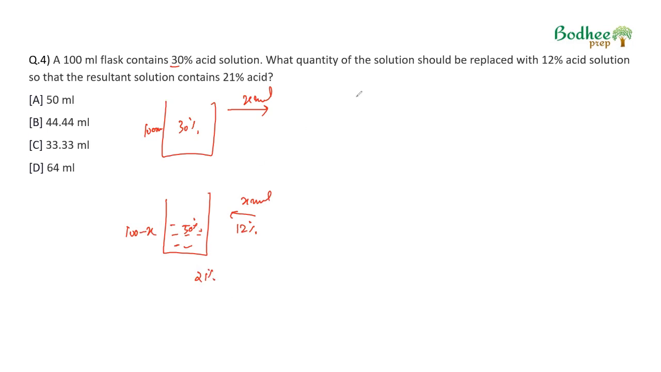All we have to do is alligate these three. We are mixing 30% and 12% to get 21% acid solution. The difference here is 9. The difference here is 9. And therefore, the ratio of volumes of 30% and 12% should be 1:1, which means total mixture is 100 ml. So this should be 50 ml, this should be 50 ml. Since 50 ml is being added, so 50 ml should have been removed. So what quantity of the solution should be replaced? 50 ml should be replaced to get 21% acid solution.